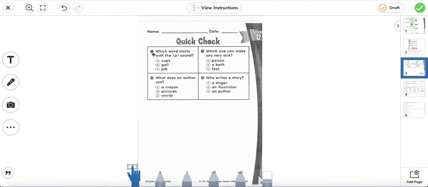Quick check. Number 1, which word starts with the P sound? Cups, pail, job. Which of those begins with the P sound? Pail. Okay, number 2. Which one can make you very sick? A, poison. B, a bath. C, feet. Which of these can make you very sick?